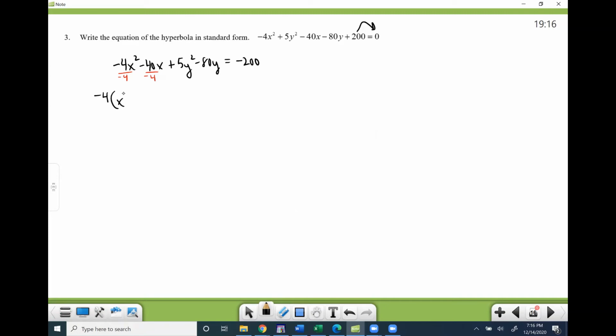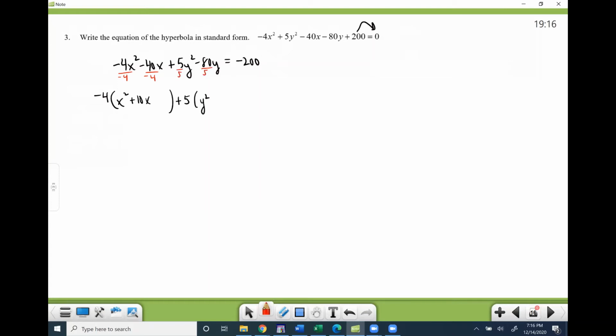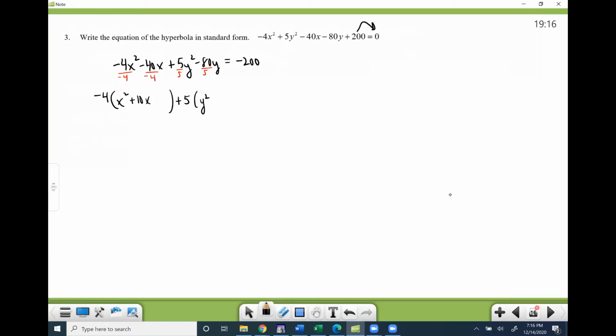So it's going to be x squared plus 10x. On the next one, we're factoring out 5. Remember, you're just dividing by 5 then. So think, what is 80 divided by 5? No, really, guys, what is 80 divided by 5? 16? Is that right? Yes. Okay, cool.